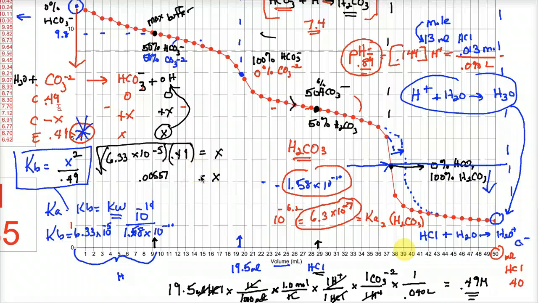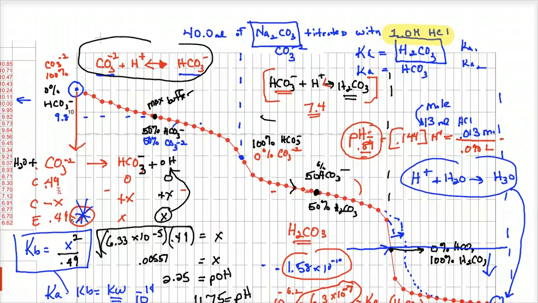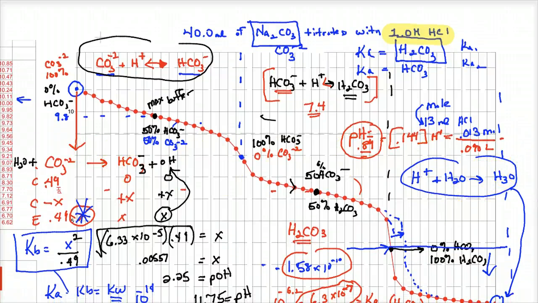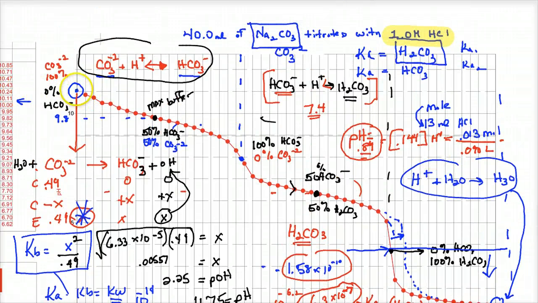And I get what? I get a pOH equal to 2.25, and 14 minus that gives me a pH of 11.75. Yeah, a lot of work, but if you understood a lot of what I did here, you are so ahead of the ball game. So I get a pH of 11.75, and that somewhat validates what I think this starting value would have been.